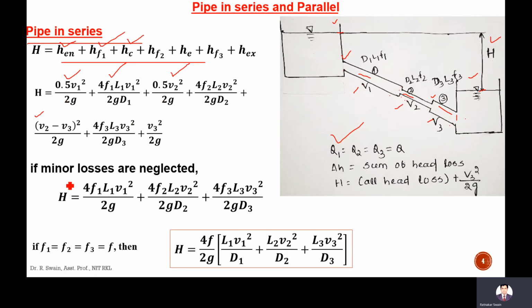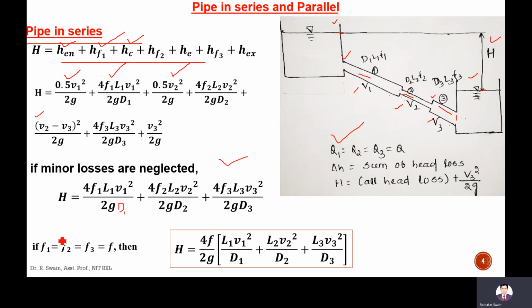If minor losses are neglected, just to simplify this equation, then it will be the summation of only the friction losses: 4f1 L1 V1 square by 2g D1. Sorry, it is D1. Then for pipe 2, 4f2 L2 V2 square by 2g D2, like this.